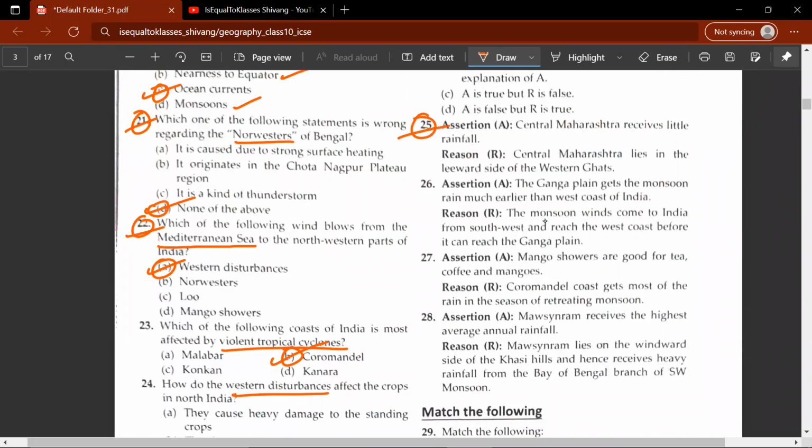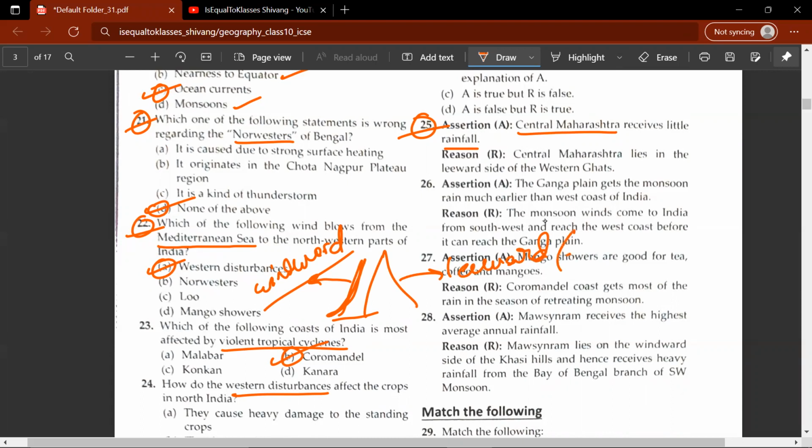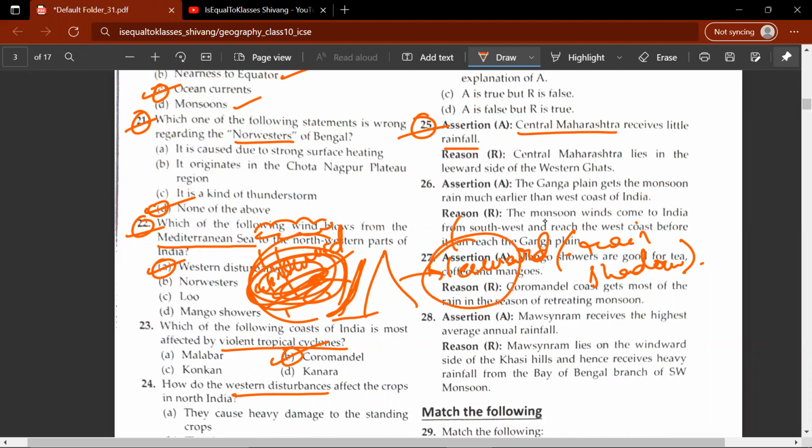The 25th question. Assertion A. Central Maharashtra receives little rainfall. True. Reason R. Central Maharashtra lies in the leeward side of the Western Ghats. So you have a mountain like this. This area is known as the windward side of the mountain, and then this side is known as the leeward side. Leeward side is also known as rain shadow, because even if you have rain coming, it would rain heavily on this side. It won't rain over here. It will just be dry.